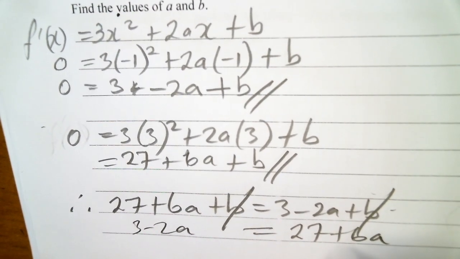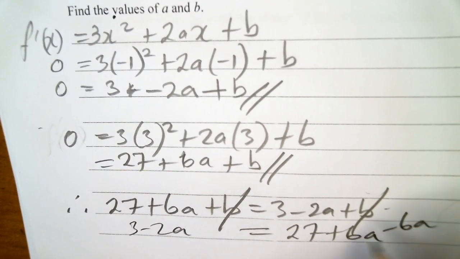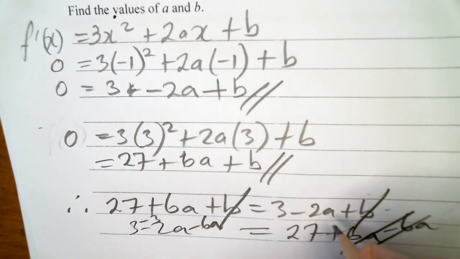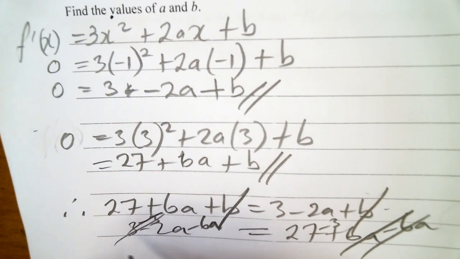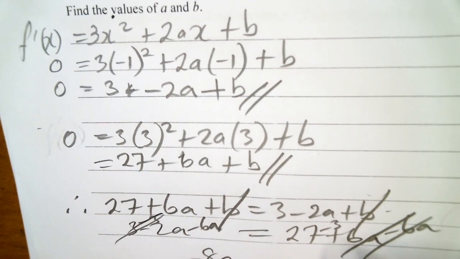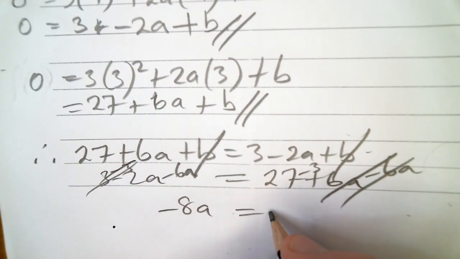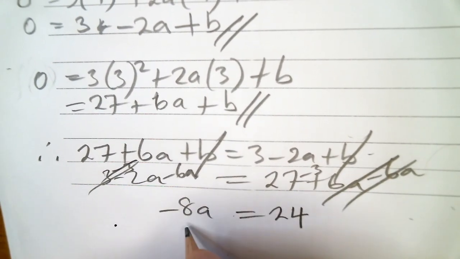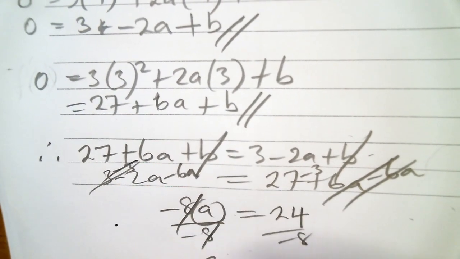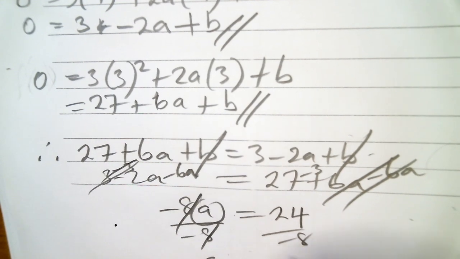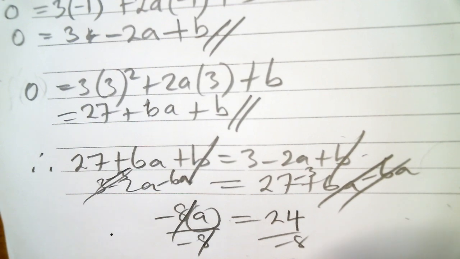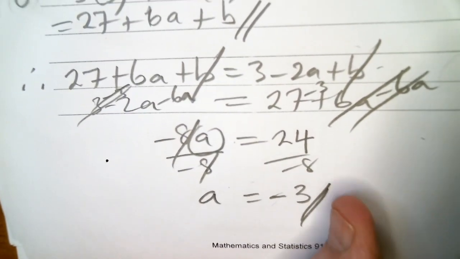I'm going to subtract 6a from both sides, and subtract 3 from both sides. So now I'm going to end up with -8a is equal to 27 minus 3, which is 24. Divide both sides by -8. I'm left with a, and a is going to equal -3. That's our first solution.